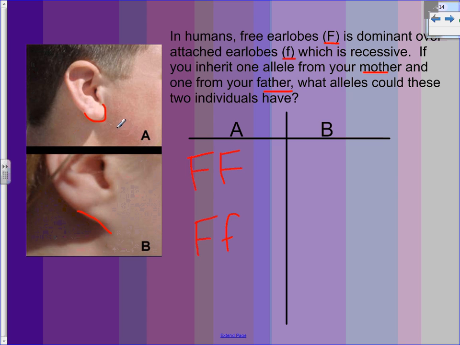This person, they have no choice. They have to be little f, little f. Because if they had a big F, they'd have free earlobes.